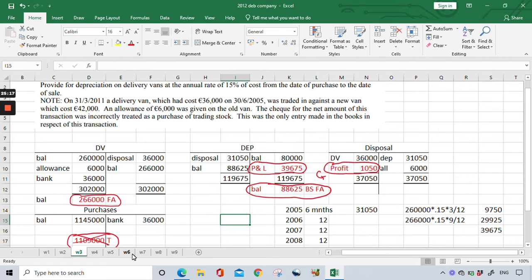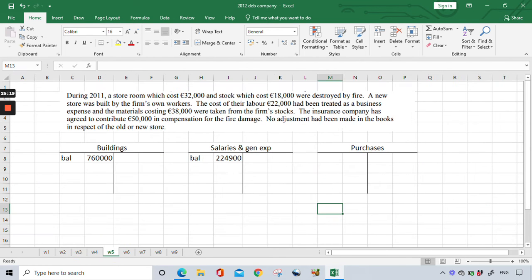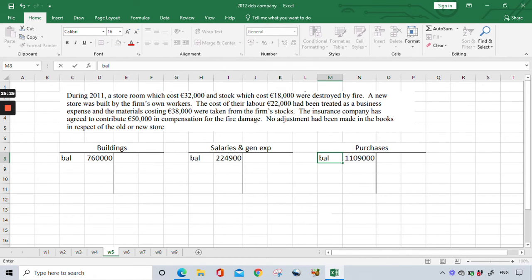So 110,900. There's going to be a new figure for purchases. So first of all, a storeroom which cost 32 and stock which cost 18. So we're going to take 32 away from buildings. We're going to take 18 away from purchases, first of all.